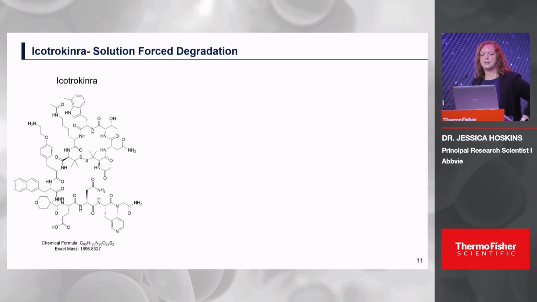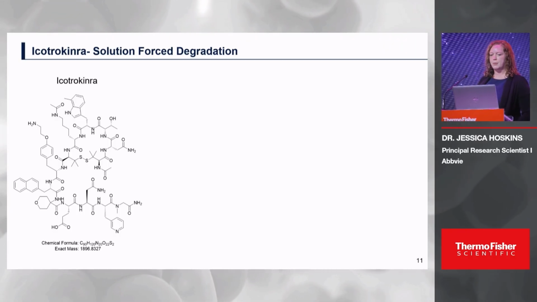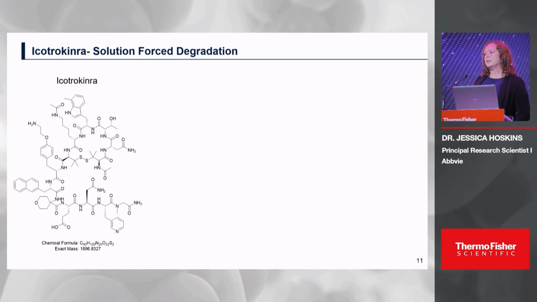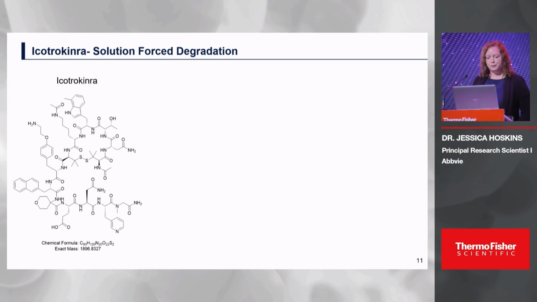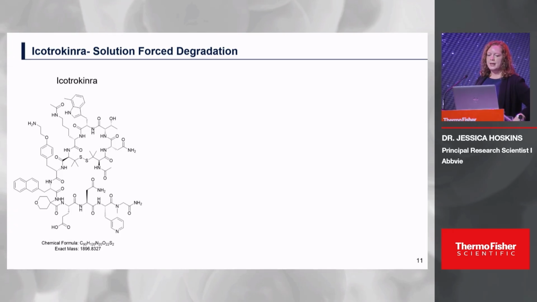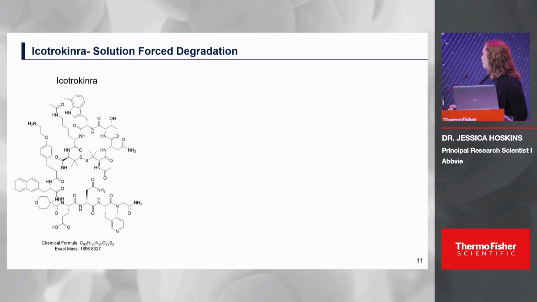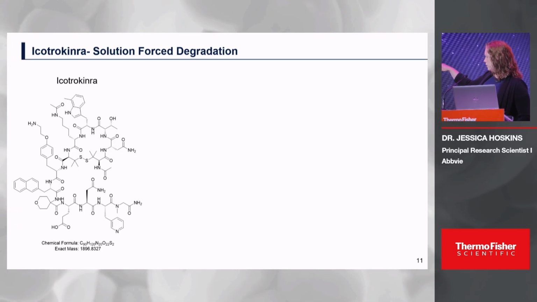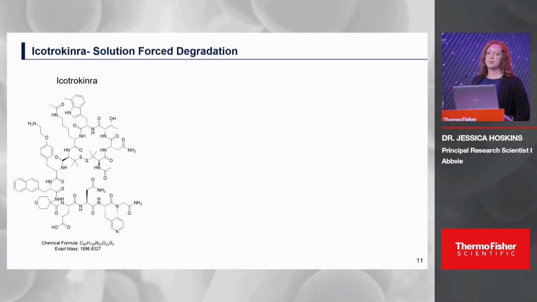So I tested this out using icotrokinra as a model peptide. I will refer to it as ico probably as the talk goes on, just because it's a little bit of a mouthful. You can see the structure here. It has many of the characteristics that make synthetic peptides challenging. So for example, there's a cyclic component in the top portion of the molecule. There's non-natural amino acids. So these are many of the structural features that are challenging when we're talking about structural elucidation.